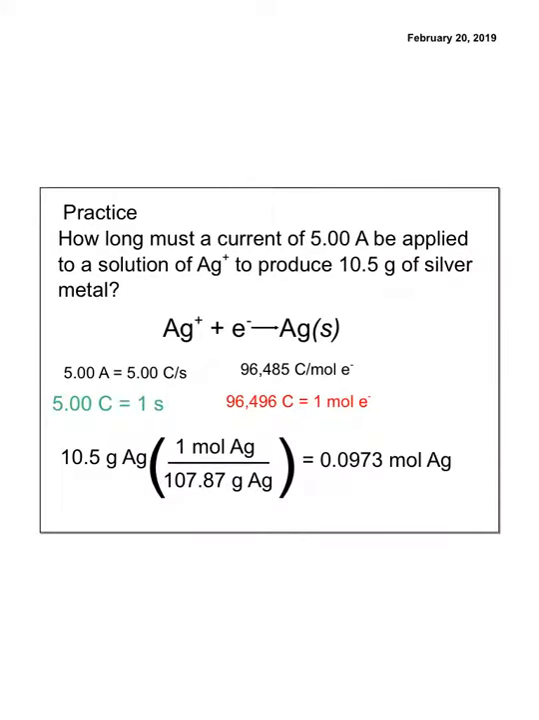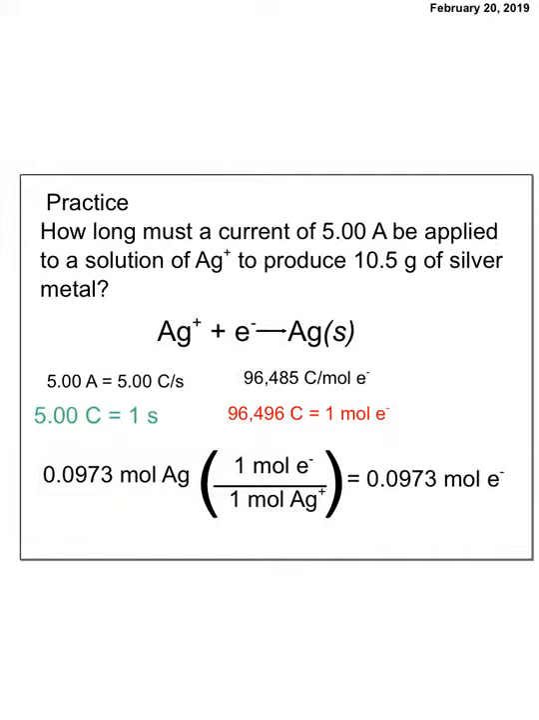So this one we're working through those steps I gave you backwards. They tell me how much silver I want to produce. We're trying to end with time, with seconds. So I'm going to take the 10.5 grams of silver, and I'm going to use the molar mass of silver, 107.87 grams per mole, and then 1 mole on top. So when I multiply this fraction, grams of silver will cancel, and I'm left with moles of silver. So we got 0.0973 moles of silver. Well, for every 1 mole of silver, we need 1 mole of electrons. So now I have moles of electrons. Moles of silver is gone, and we're left with electrons.